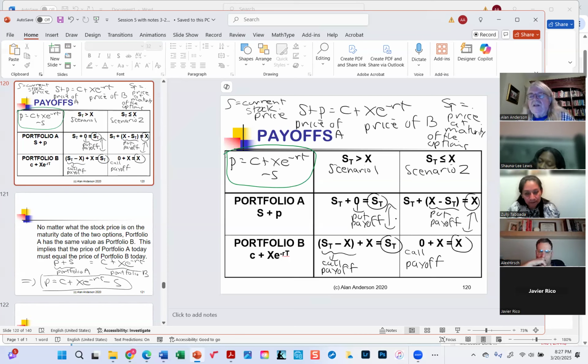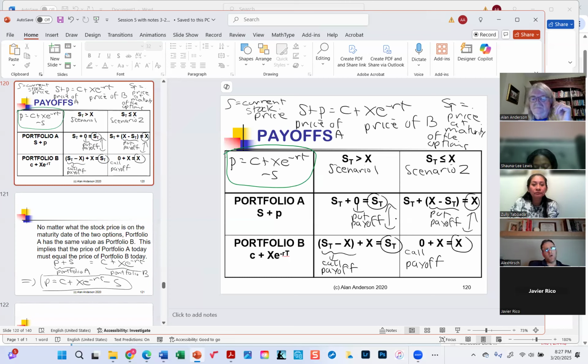which implies in turn that their prices today must be equal to each other because in effect, they are the same asset. It would be like comparing a portfolio of a dollar bill and 100 pennies. That's the way I would think about it. They're composed of different assets, but their value is exactly the same.